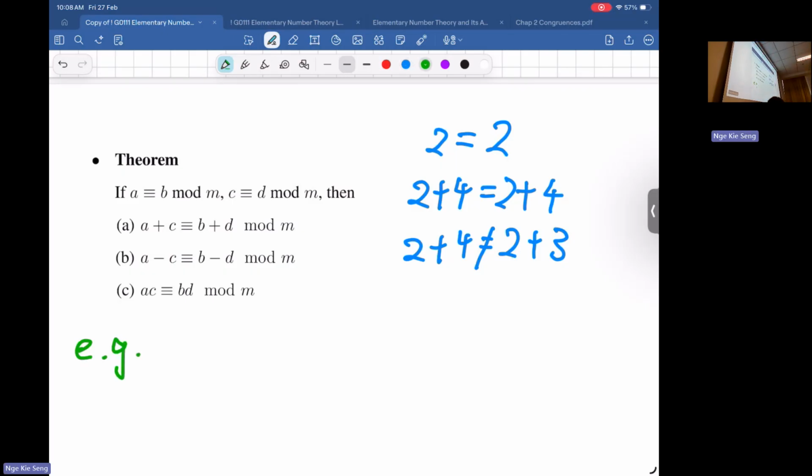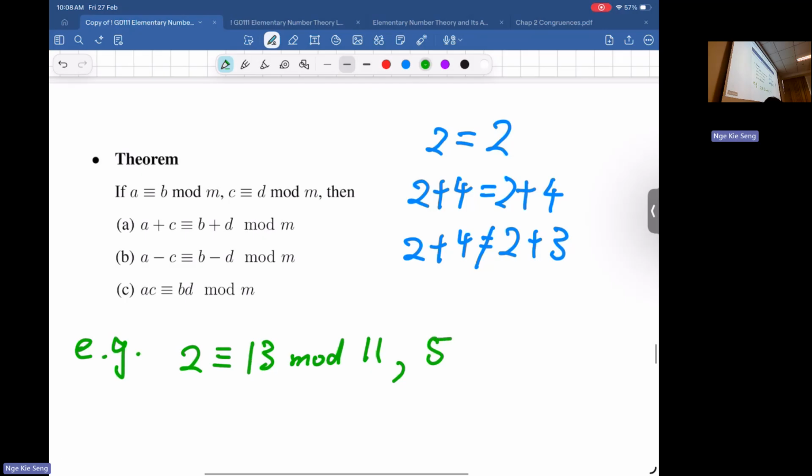So let's say 2 is congruent to 13 mod 11. Are they the same? 13 minus 2 is 11. 11 is divisible by 11. Good. How about picking another one? 5 is congruent to... do you want to pick one? 16. Okay, good. 16, and very straightforward.